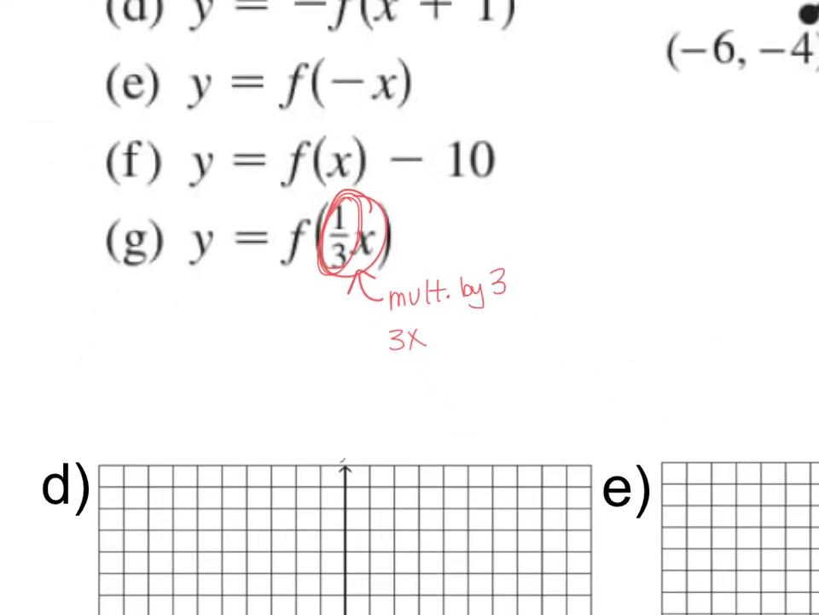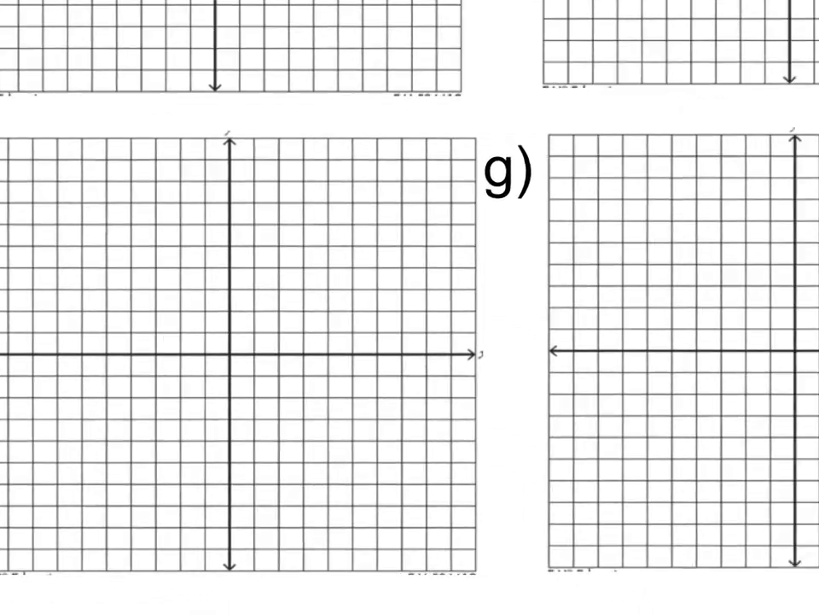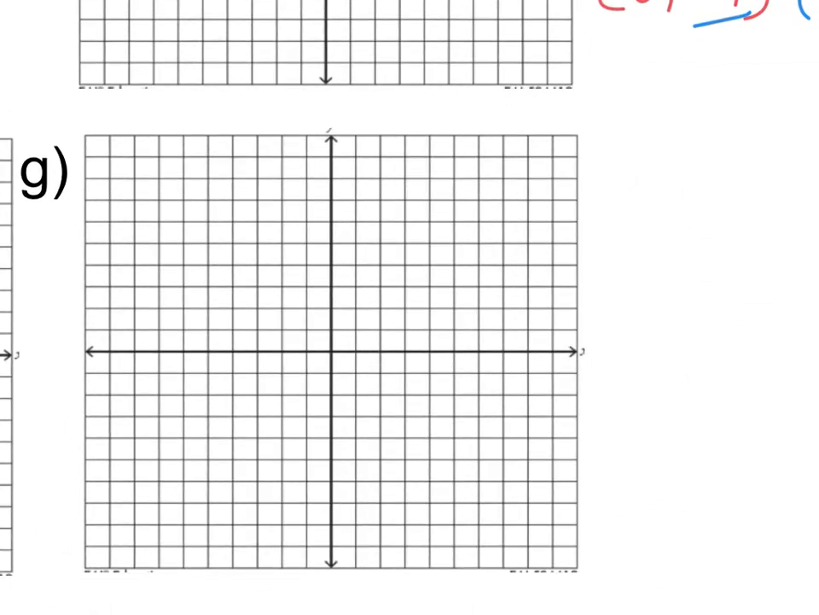So if we go, where are we going? Letter G. And if we rewrite all of our original equation, or our original points, sorry.